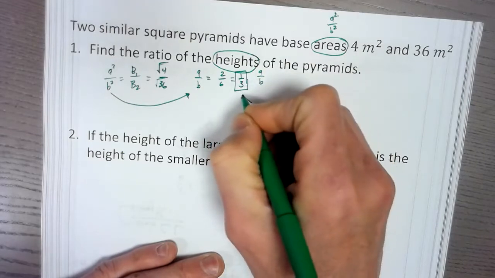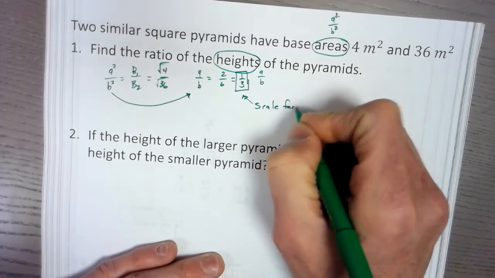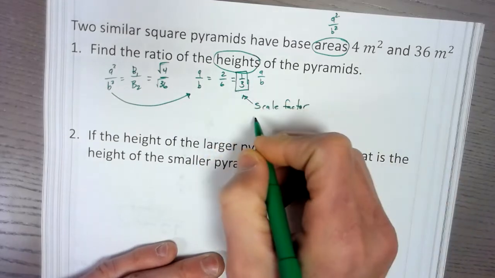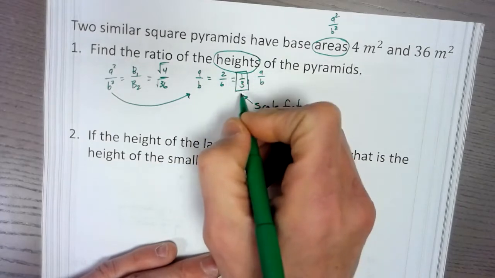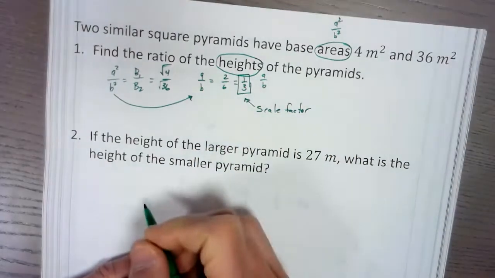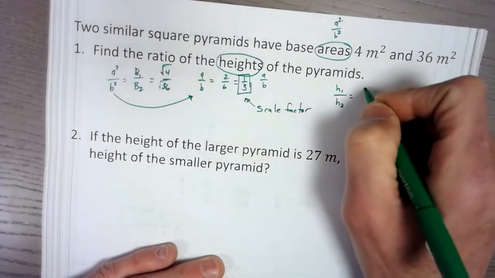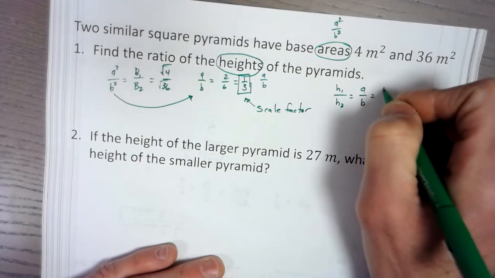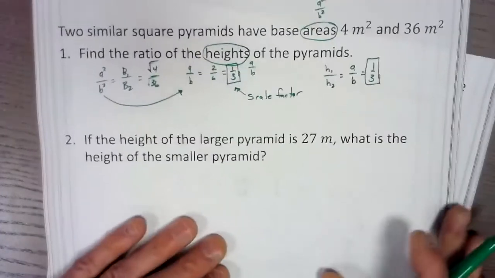Okay, so that is our scale factor, which is also the ratio of the heights, because height is a length. So our final answer for the first part would be 1/3, right? Or we can consider it the height 1 over the height 2 equals a over b, which is our scale factor, which is 1/3. That's helpful to see it that way also.